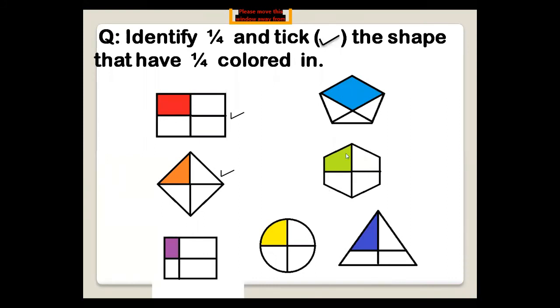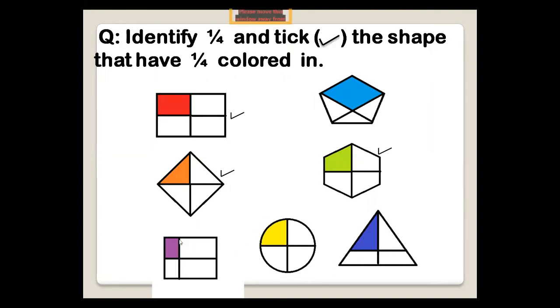Hexagon. What shape is this? This is a hexagon, and it is also divided into four equal parts. So we will put the tick on this shape. It is 1/4. Okay. Now we come to the next.